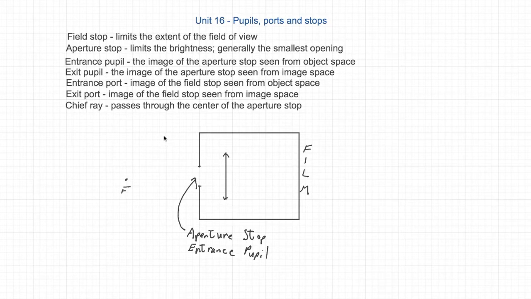However, if you look at the aperture stop, the shutter from the right side, from image space, it is within the focal length of the convex lens, and it produces a virtual magnified image, and that's the exit pupil.